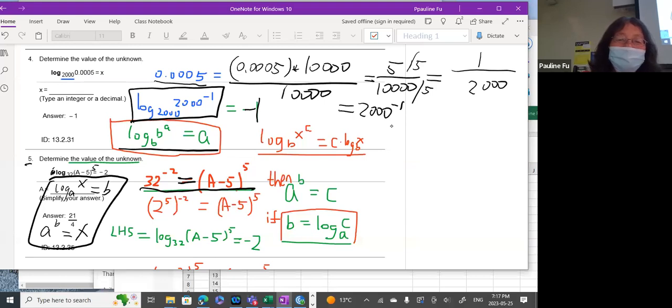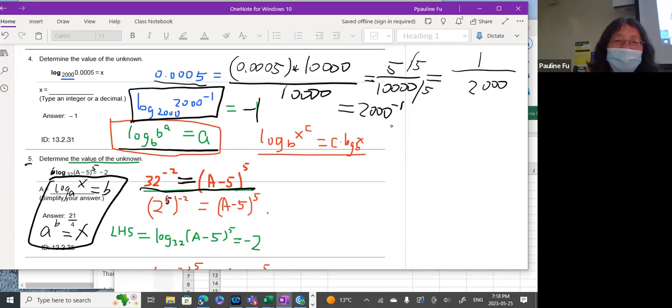And after you got this one, you know 32 is the same as 2 raised to power 5, and negative 2. I'll remove this. So the question asks you to solve for A. Now I got one equation, one unknown. I can solve for A, right?